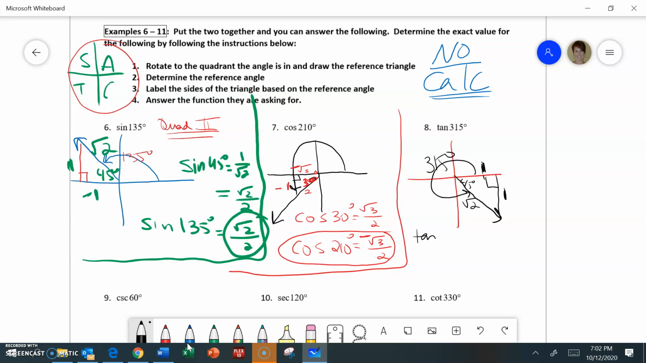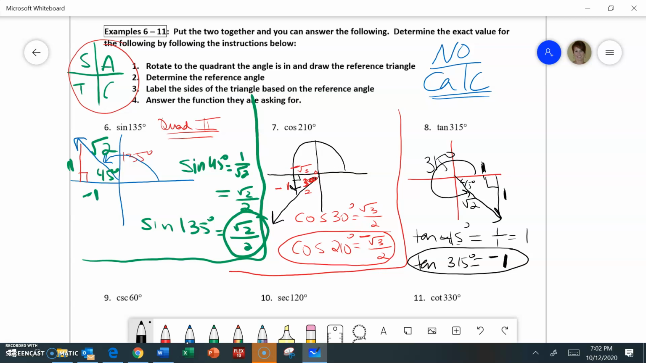Well, the tangent of 45 degrees would be just 1 over 1, which is 1. Well, the tangent of 315 is also going to be 1, but you have to remember your signs. So we're in quadrant 4. Well, if we look at All Students Take Calculus, positive down there is going to be cosine and secant. Tangent doesn't fall into that category. So the tangent of 315 degrees is -1. Check that on your calculator. You're going to get the same thing.